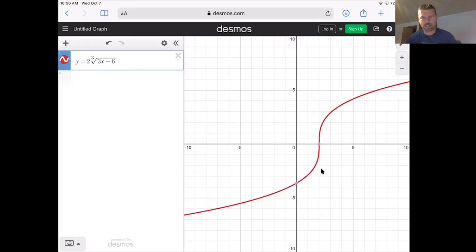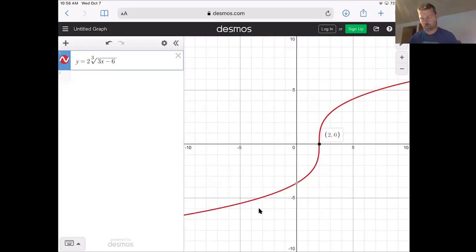Everywhere else, it's fine. I can find the slope here. I can find the slope here. I can find the slope here. Sorry, I don't think you can see my mouse. I can find the slope here. I can find the slope here. I can find the slope here. But I can't find the slope right there at 2 because it's going to be a vertical tangent.